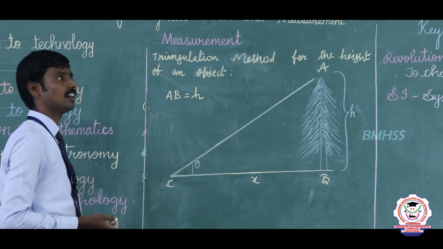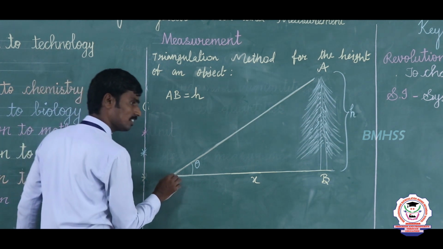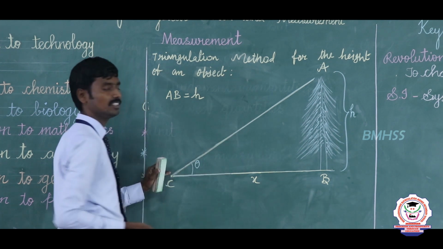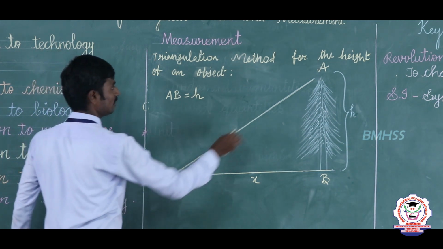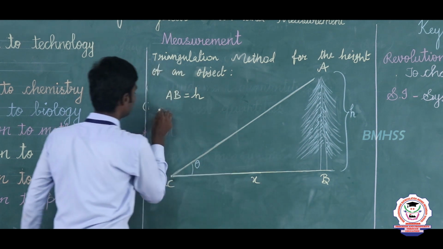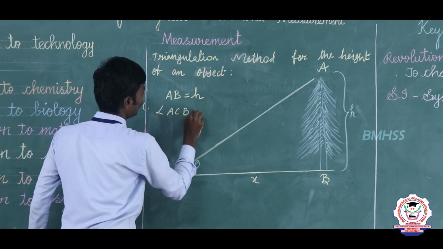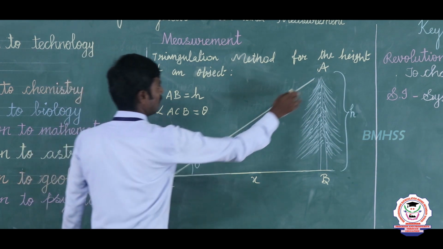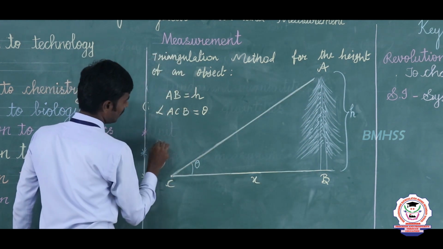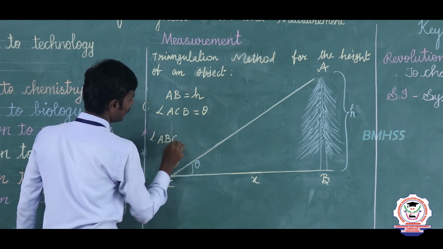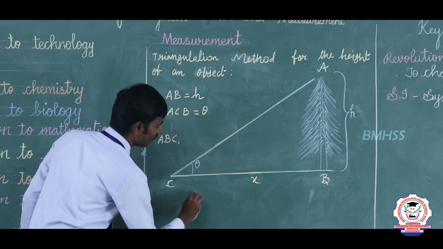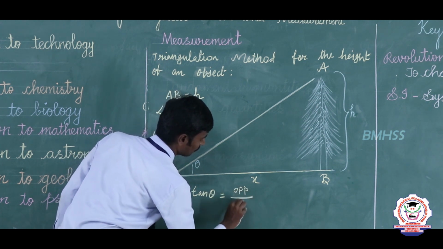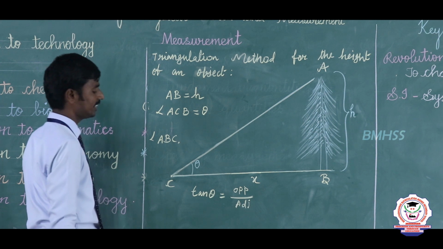The next one is, at point C you place an astronomical telescope. See, here we place the telescope. Now I am going to find the value of the elevation. The angle of elevation, angle ACB, angle ACB equals theta. This is the angle of elevation. From right angle triangle ABC, tan theta equals, what is the value of tan theta? Here tan theta equals opposite side by adjacent side. This is the formula for tan theta.